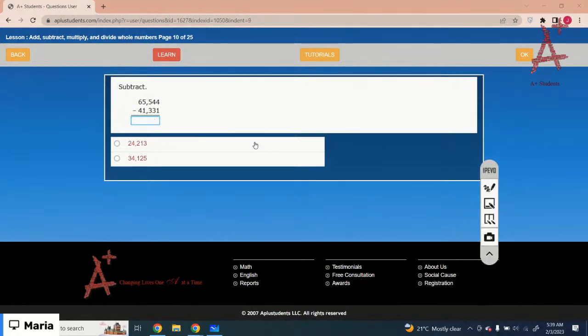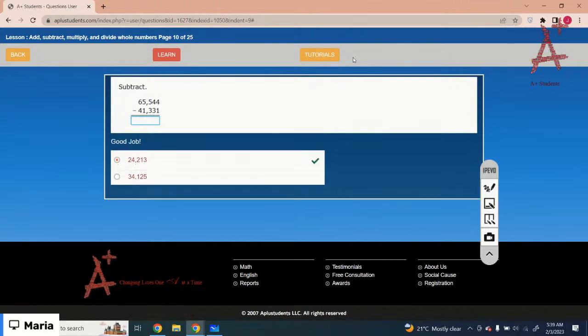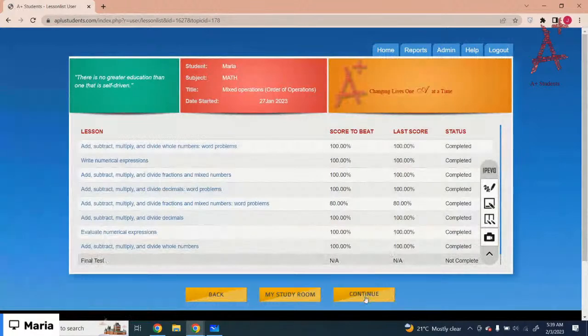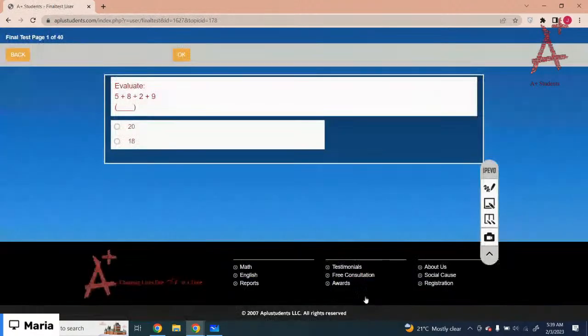Okay, you can complete the test by yourself later today. Let me just move on to the next topic. And the next one is the final test of the chapter, mixed operations. So let's just start with the final test of the chapter. So here I am on the final test of the chapter. So let's start with the final test.